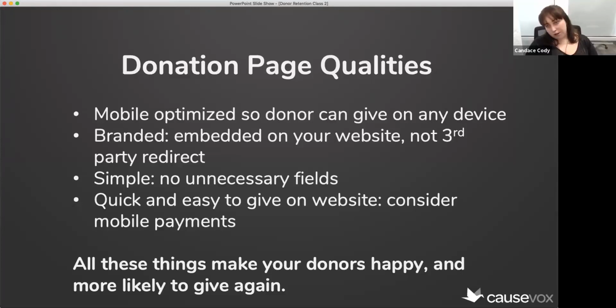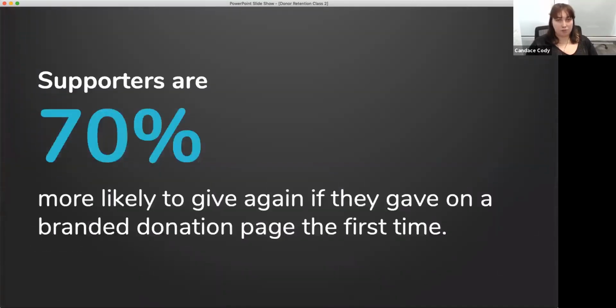A way that you can do this, aside from just giving the credit card option, is to consider mobile payments. We just implemented Apple Pay and Google Pay, so your donors don't have to take out their credit card and input their whole number. They can just give in one click with Apple Pay. All of these things end up making your donors happy and more likely to give again. So this is an easy retention win, because your donors know that it's easy to give to you. They're more likely to come back and do it again. And that's really clear with this statistic, where they're more likely to give again on a branded page.